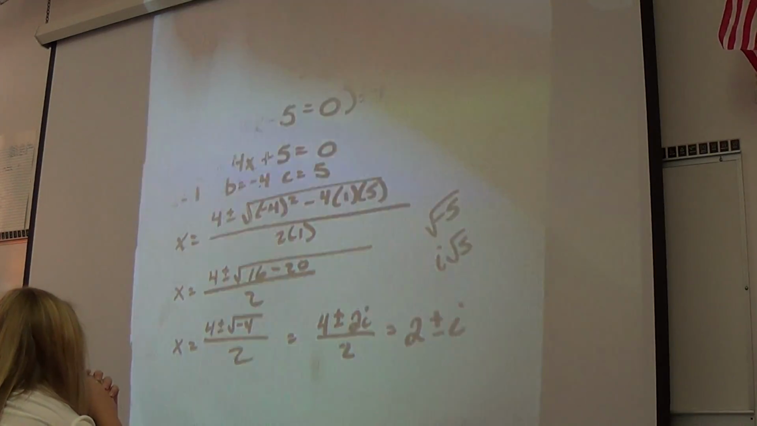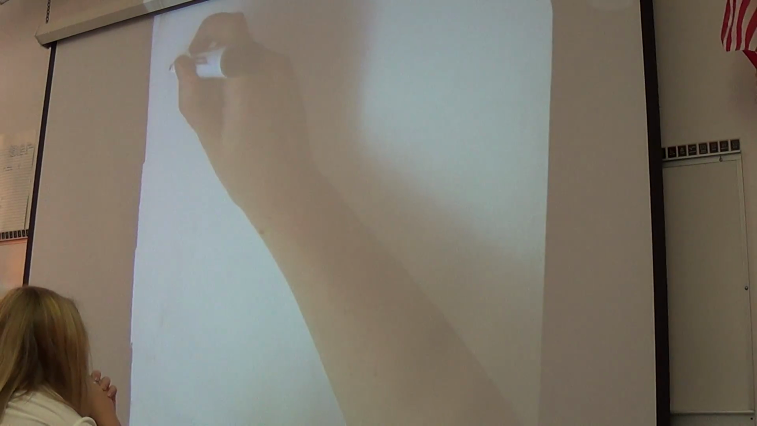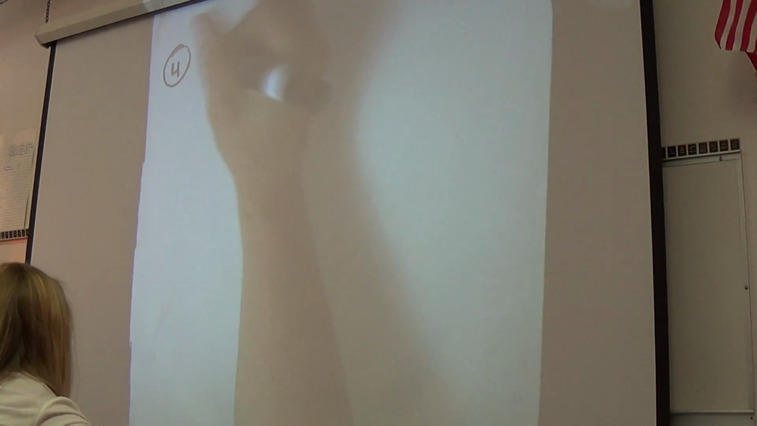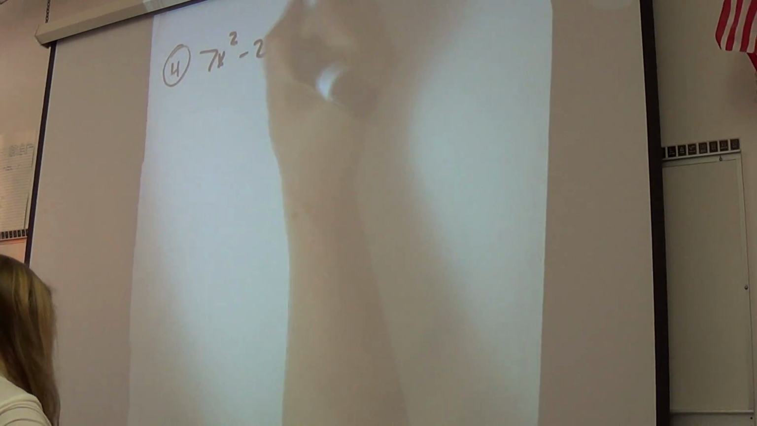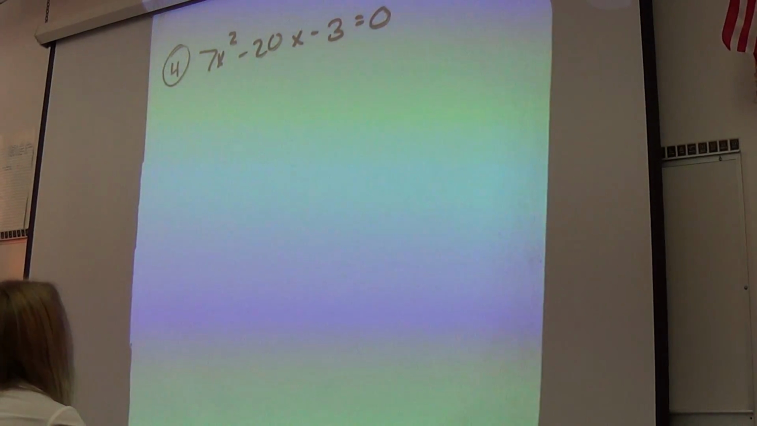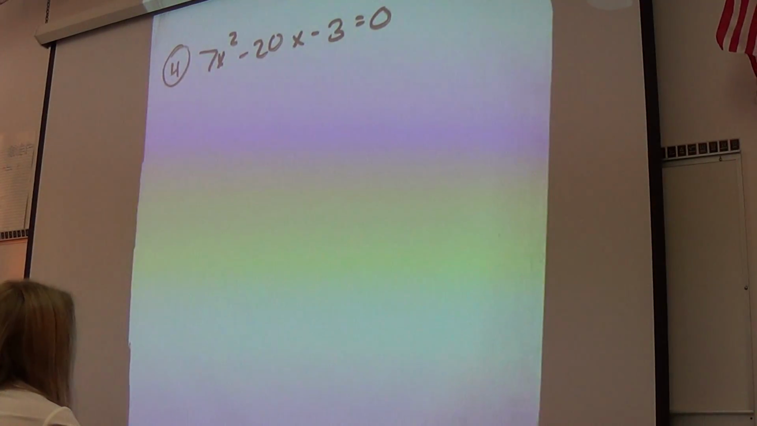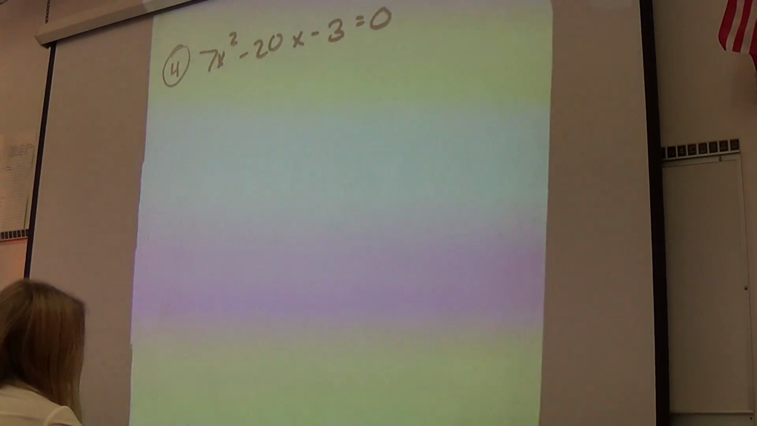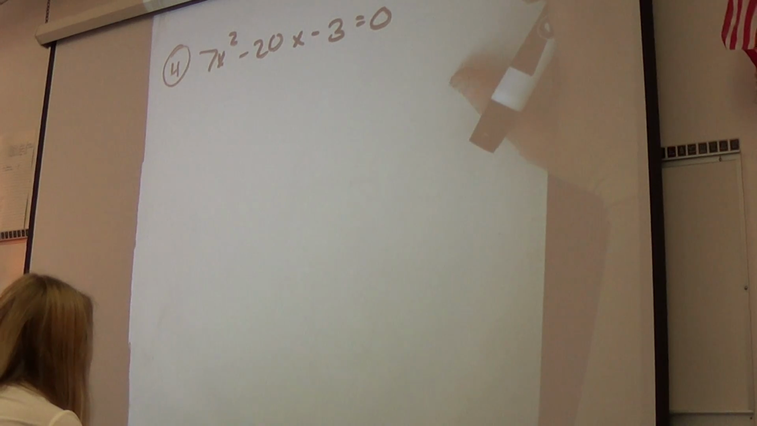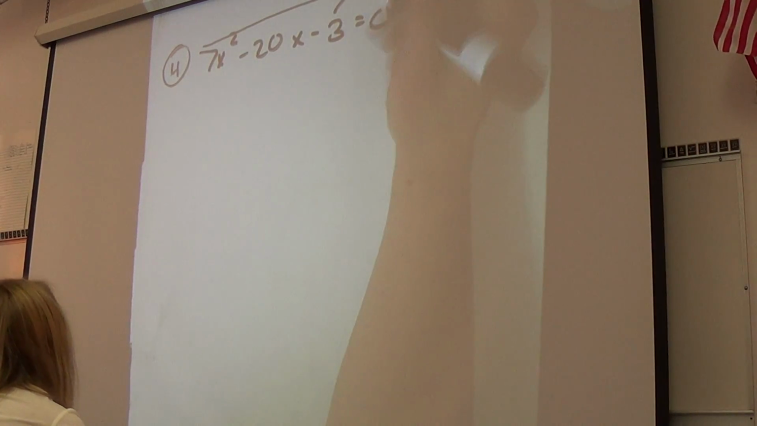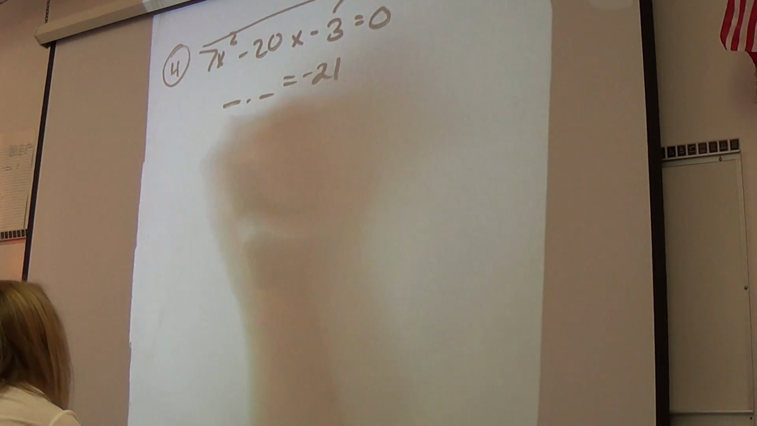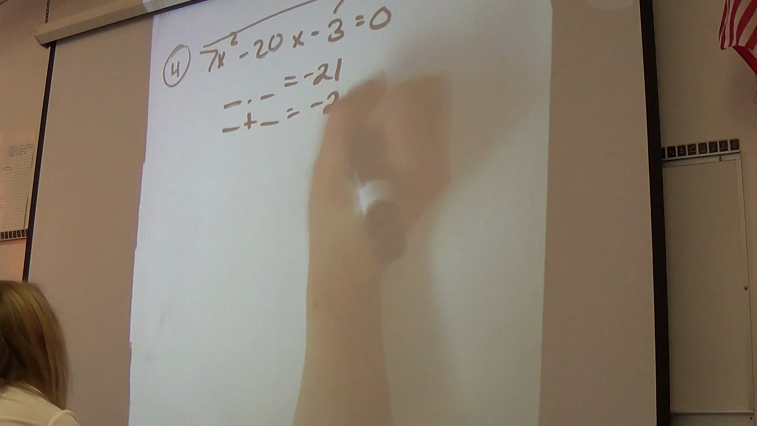Alright. Number 4. Number 4 even tells you that it factors. How should you be looking to factor this? Yeah, GCF should be first. I don't have anything. And then I heard the other one, AC. So the question becomes, how do I run the AC method on this? 7 times the -3 gives me -21. What multiplies to give me a -21, but if I add, I get a -20?